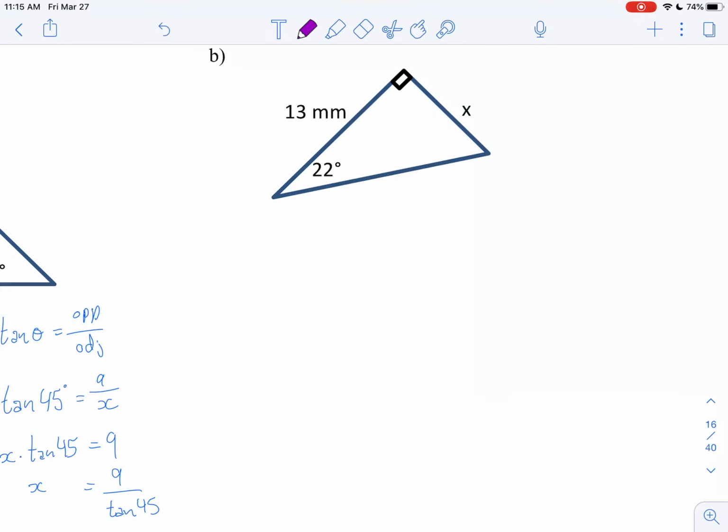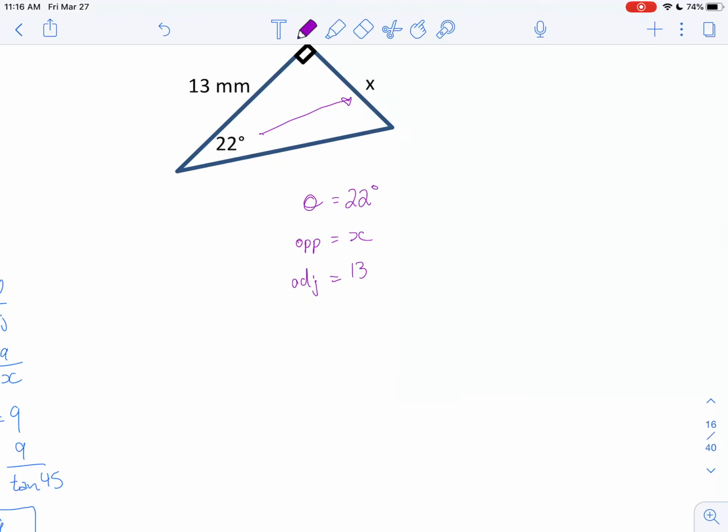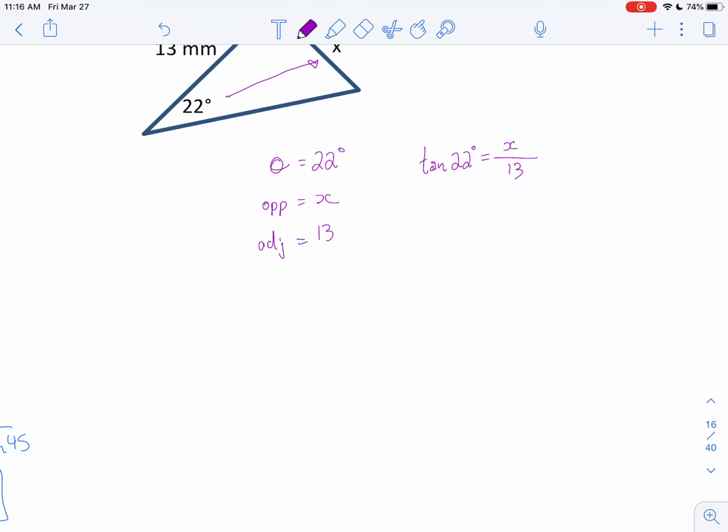Okay. Next one, they just put it on an angle to try to trick us a little, but don't be fooled. Theta is 22 degrees. So opposite theta is x. And then the only other remaining side that's not your hypotenuse, remember hypotenuse is across from 90 degrees, is your adjacent, is 13 millimeters. So I'm going to speed things up here and say that tan of 22 degrees is equal to my opposite, which is x, over 13. It's nice and easy when your unknown is already on the numerator. So we're going to say 13 times tan of 22 degrees is equal to x.